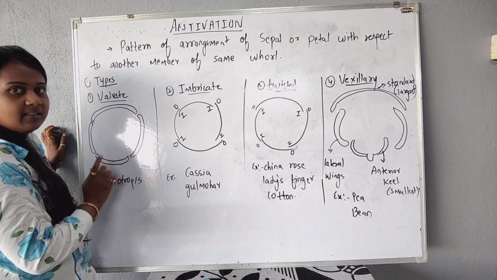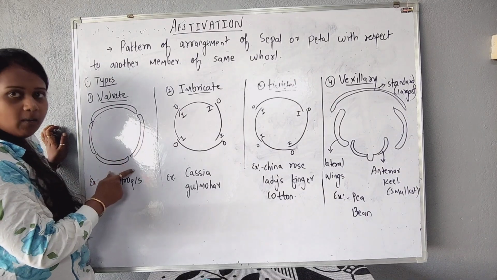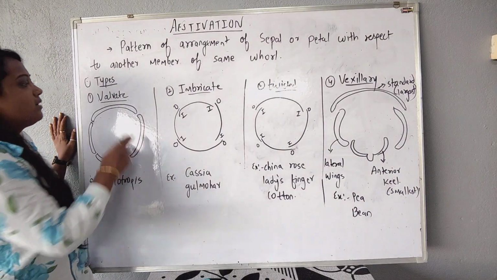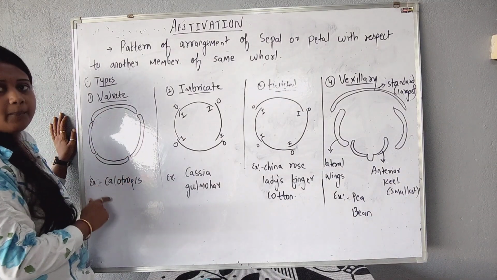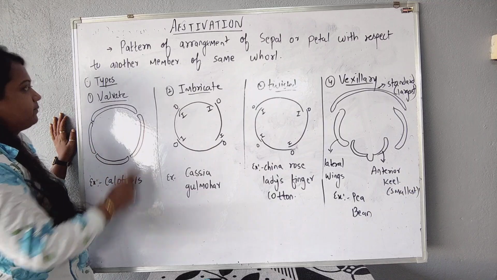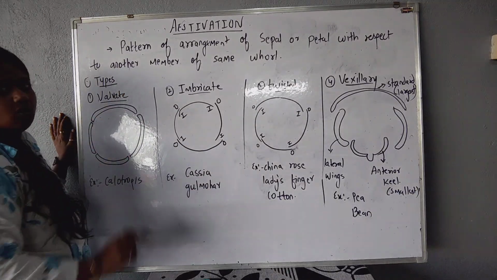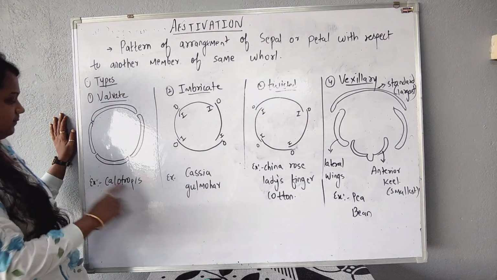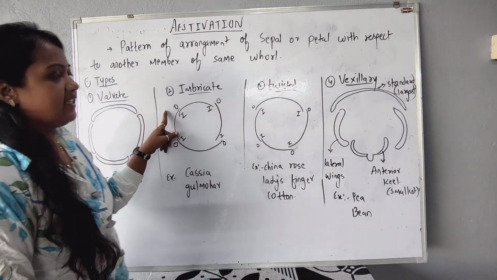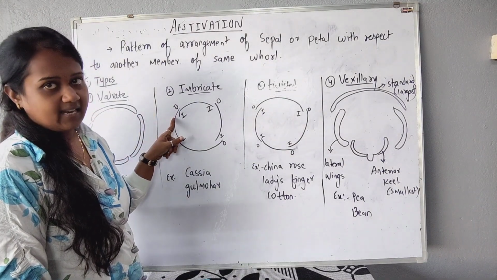Remember, the keyword is they do not overlap. This is called valvate aestivation. When the margins of sepals or petals just touch one another but do not overlap, such type of aestivation is called valvate aestivation. An example is calotropis. Then the next is imbricate aestivation.